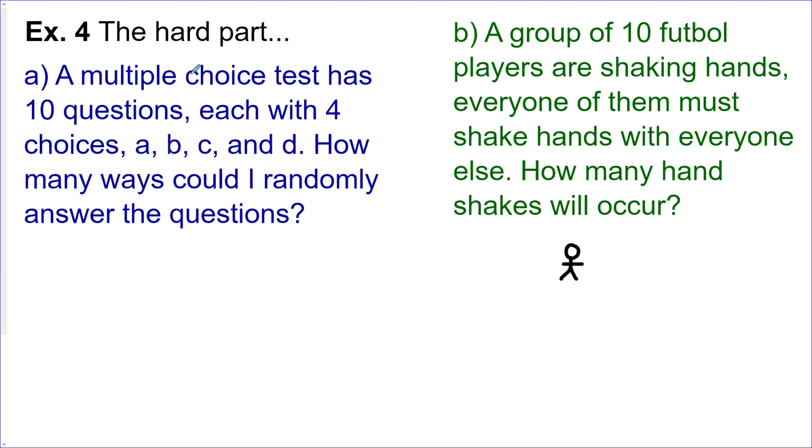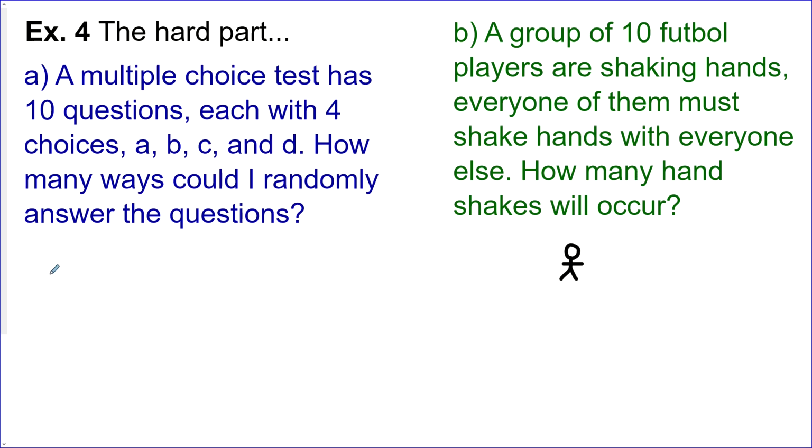Now, that all might seem very easy. The problem is that questions are always word problems, and they don't tell you whether it's fundamental counting or not. So let's look at these 2 examples here. A multiple choice test has 10 questions, each with 4 choices, A, B, C, D. How many ways could I randomly answer the questions?